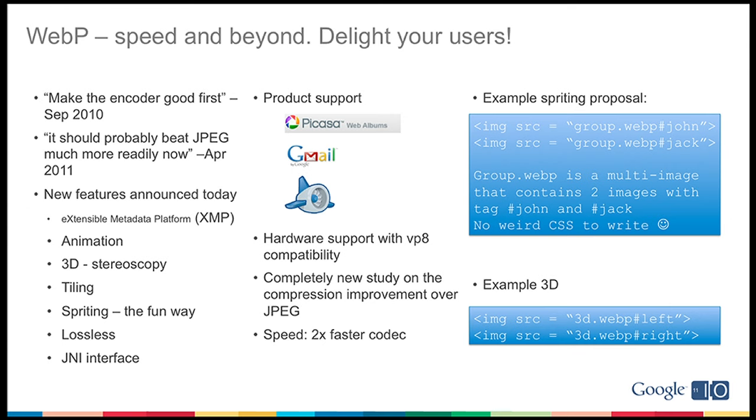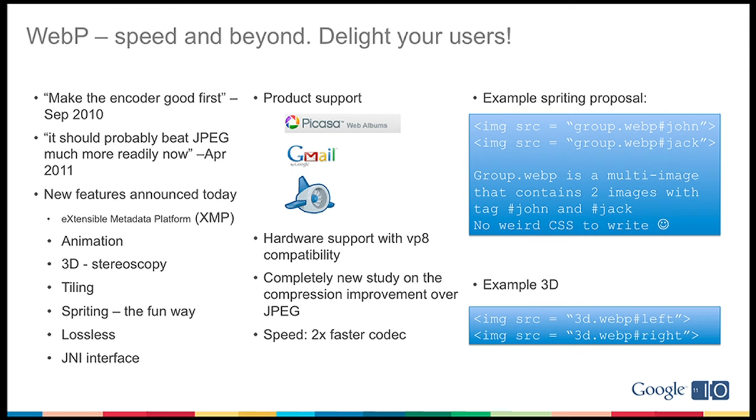So if you look at the third column, sorry for the colors a little bit here, we're basically grouping images together, and they're going to have a hashtag. An image source, for example, group.webp, hash John, and hash Jack. Then instead of having to figure out exactly what coordinates you're going to pick the image from, you can just refer to the image within that multi-image format. And there won't be any weird CSS to write.